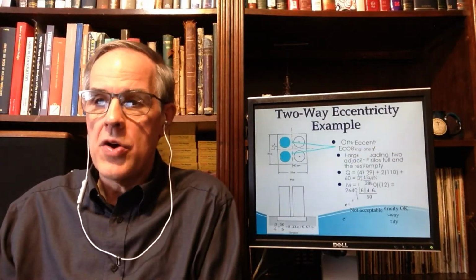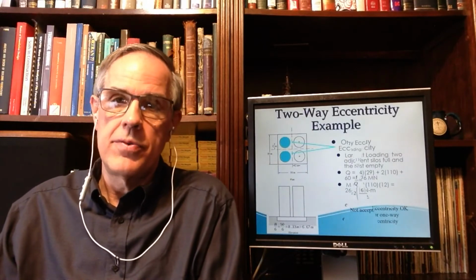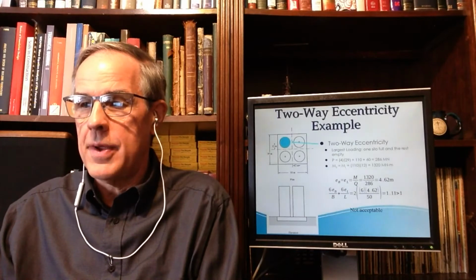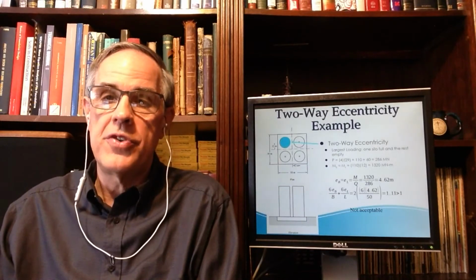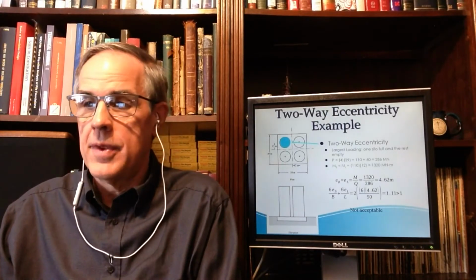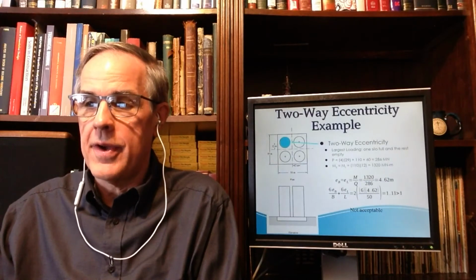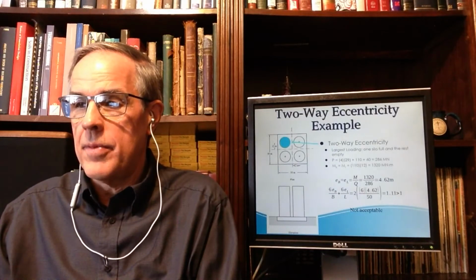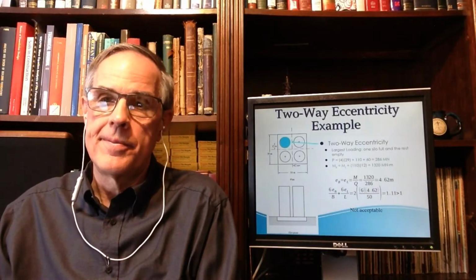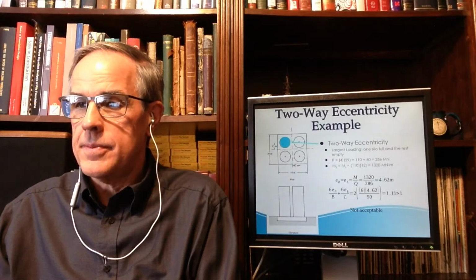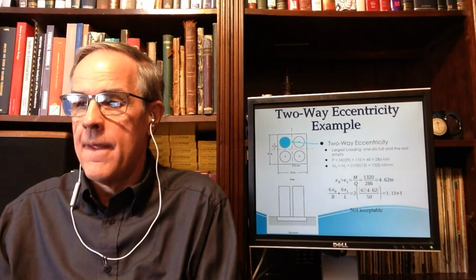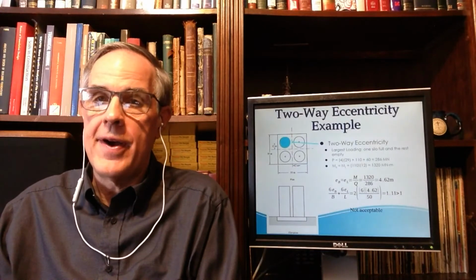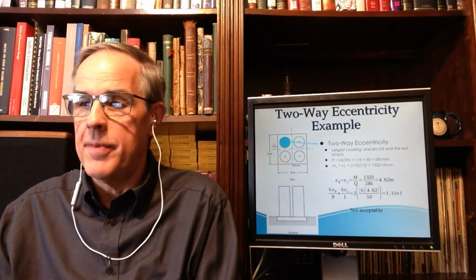If I only load one of these silos, then this is what happens to me. I have eccentricity in two directions to start with. E sub B is equal to E sub L. The only difference is that my P is lower, which is basically because I took one silo out from the last one. So I get 286 meganewtons.